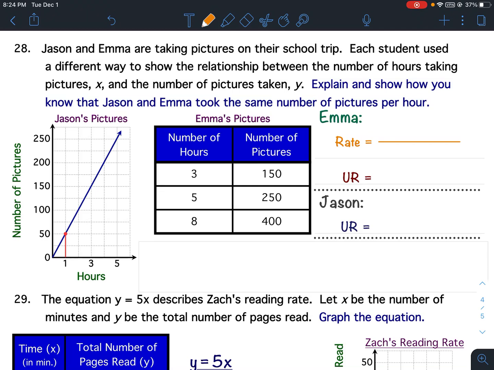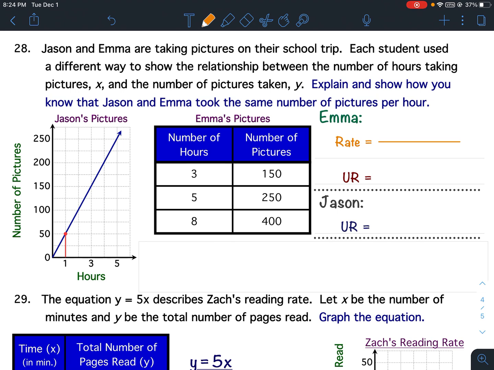Proportional Relationships Worksheet, question 28. Jason and Emma are taking pictures on their school trip. Each student used a different way to show the relationship between the number of hours taking pictures, X, and the number of pictures taken, Y. Explain and show how you know that Jason and Emma took the same number of pictures per hour.